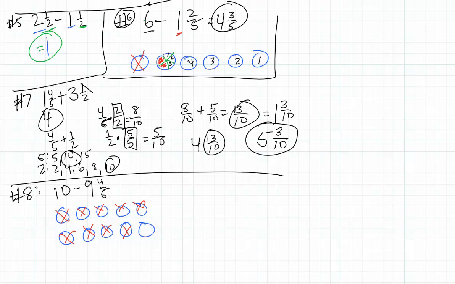So let's break this into fifths. 1, 2, 3, 4, 5. And we're going to take away 4 of them. 1, 2, 3, 4. So what's left? We have this one piece left right here, and that's just 1 fifth. Okay, so hopefully this is a good review, and I hope you guys are ready for the quiz tomorrow.